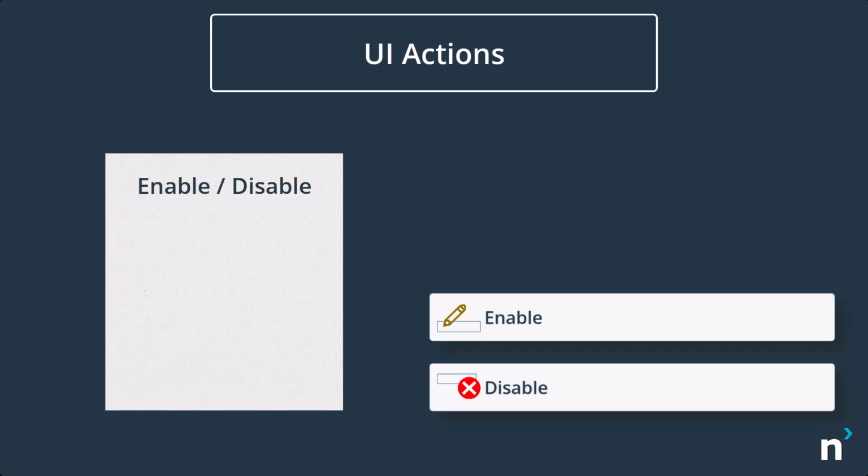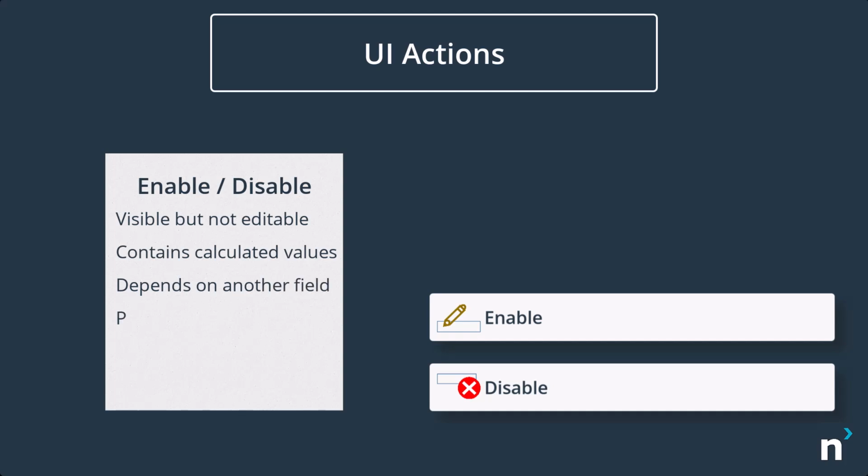Enable and disable actions are used when a field should be visible but not editable. This might be because the field contains calculated values or depends on another field and should be disabled to prevent user changes. Disabling a field also preserves the layout, which is especially important when users are working in list views.